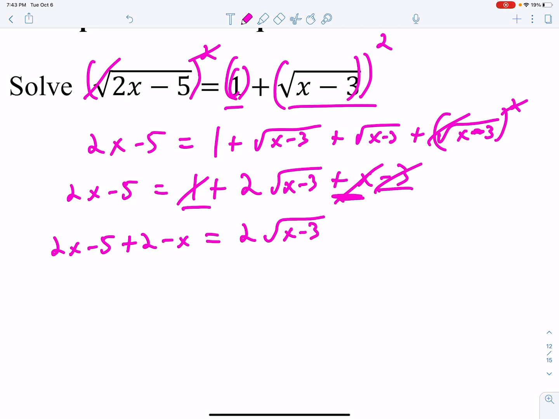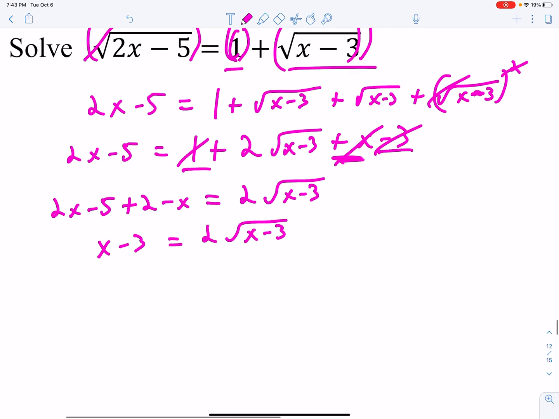Let's combine some like terms on the left side here. We've got 2x minus x, which is x, and negative 5 plus 2 is negative 3. So x minus 3 equals 2 radical x minus 3. Divide both sides by 2. So we get x minus 3 over 2 equals the square root of x minus 3. All right, so we got the radical by itself here. So we'll square both sides.